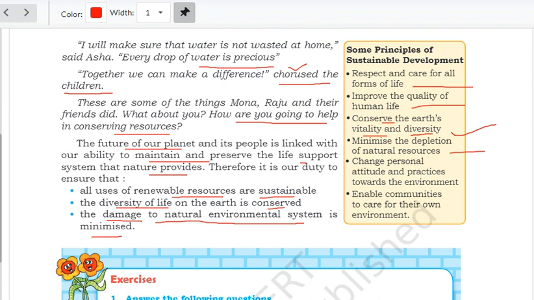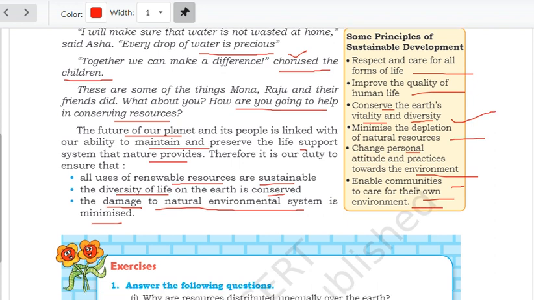Change personal attitude and practices towards the environment. We need to change personal attitude and practices. Enable communities to care for their own environment. We need to enable communities to care for their own environment.